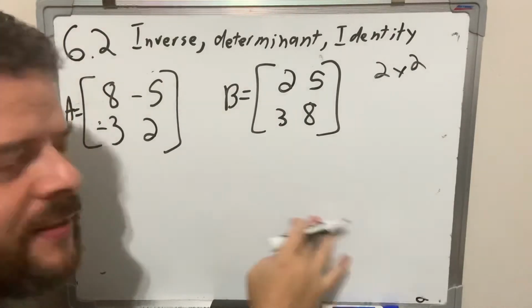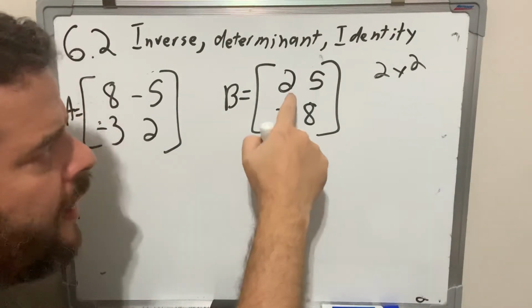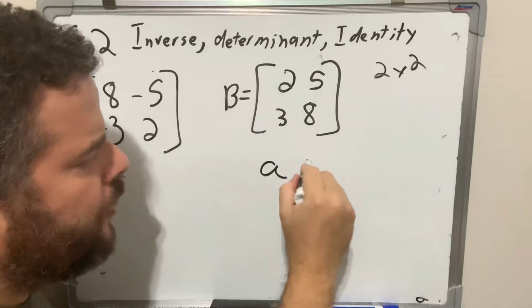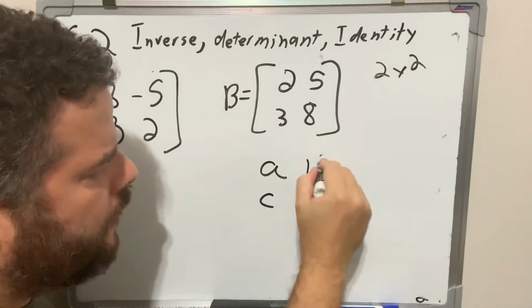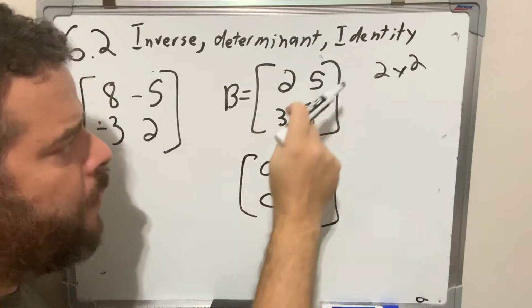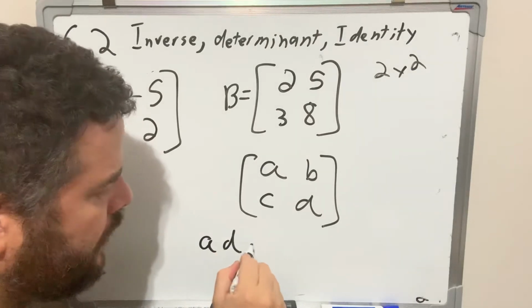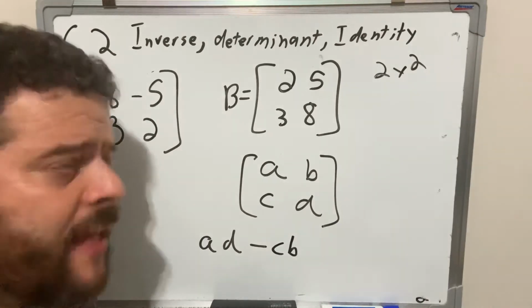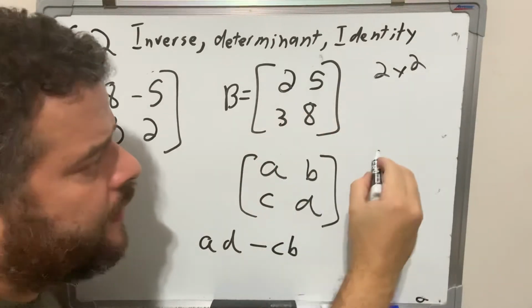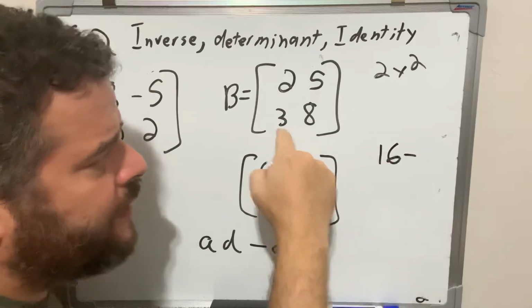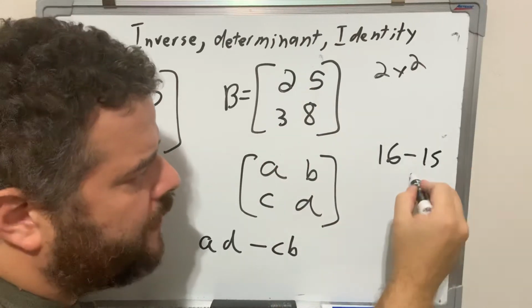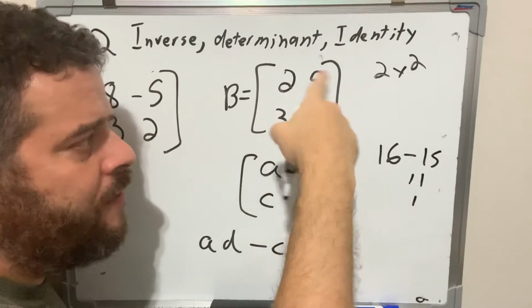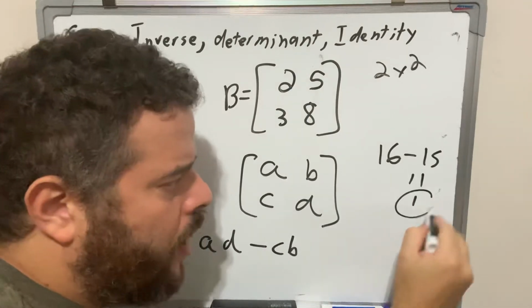Now, the determinant is quite simple. Let me turn this into letters so you can clearly see this. Let's assume these numbers are substituted by these letters. The determinant is this times this, A times D, minus this times this. That's it for the determinant. That's simple. 2 times 8, 16, minus 3 times 5, 15. So the determinant of this matrix is 1.